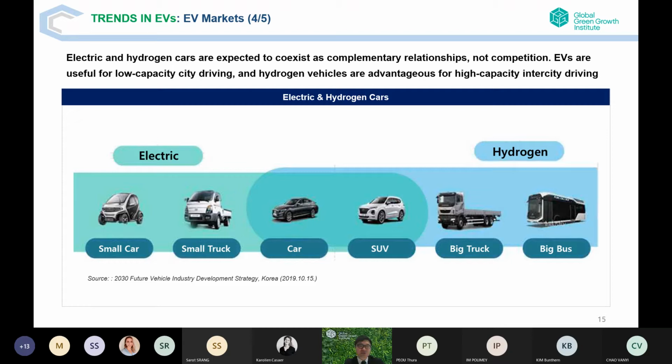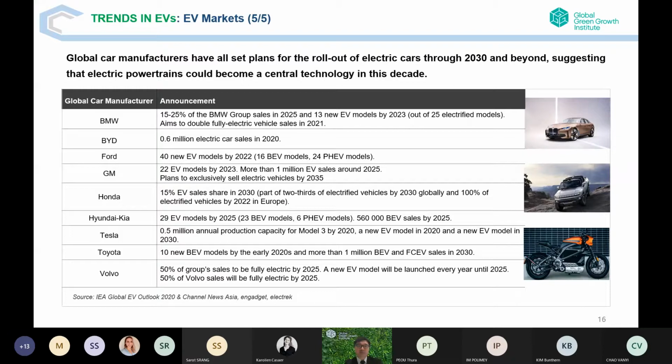That's why the global car manufacturers have already identified their way forward. They are trying to change their systems. They have all set plans for the rollout of electric cars through 2030 and beyond, suggesting that electric powertrains could become the central technology in this decade.